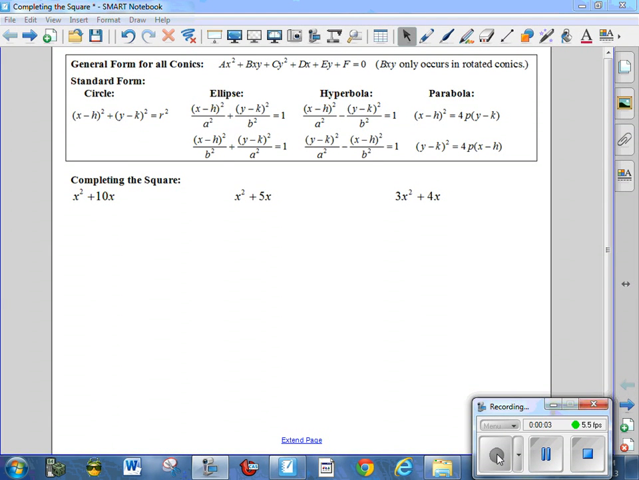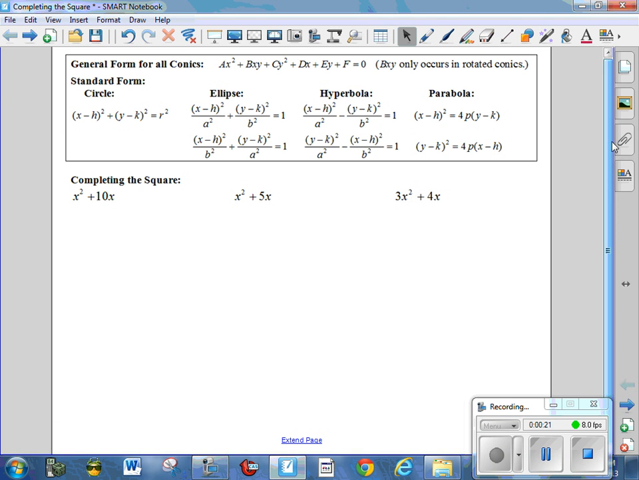This video is about putting the general form for conics, which you see at the top of your paper here, into standard form so that you can graph them, because standard form tells us information about the characteristics of the graph. To do this, we do a process called completing the square.